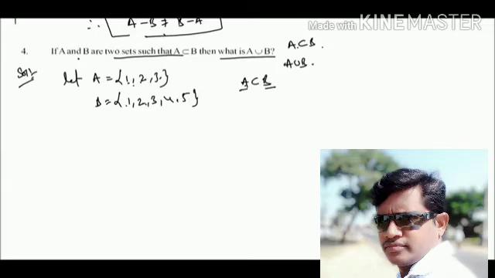Subset means some elements of B are the only ones in A, like 1, 2, 3. Okay, so that is why it is called a subset. And here, A union B is equal to how much?